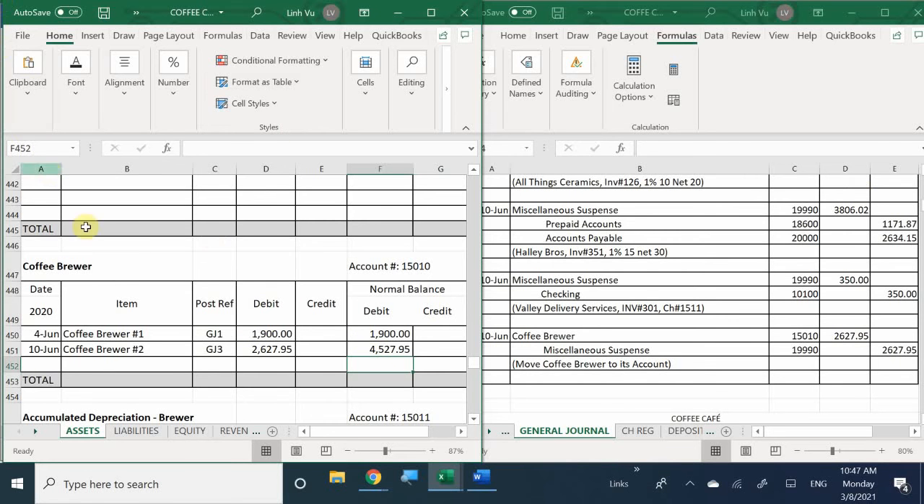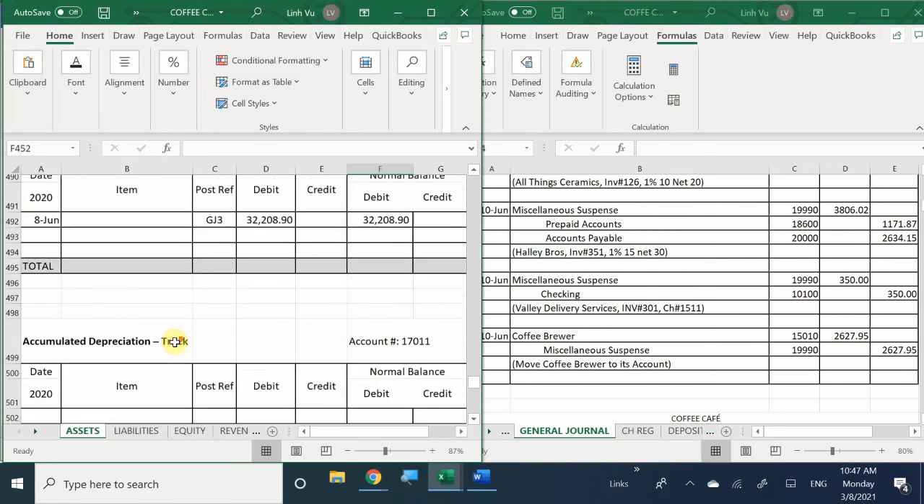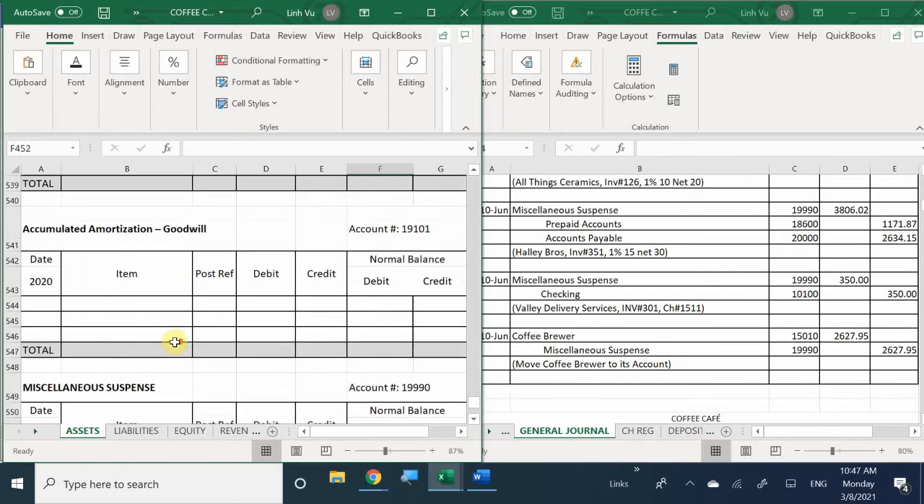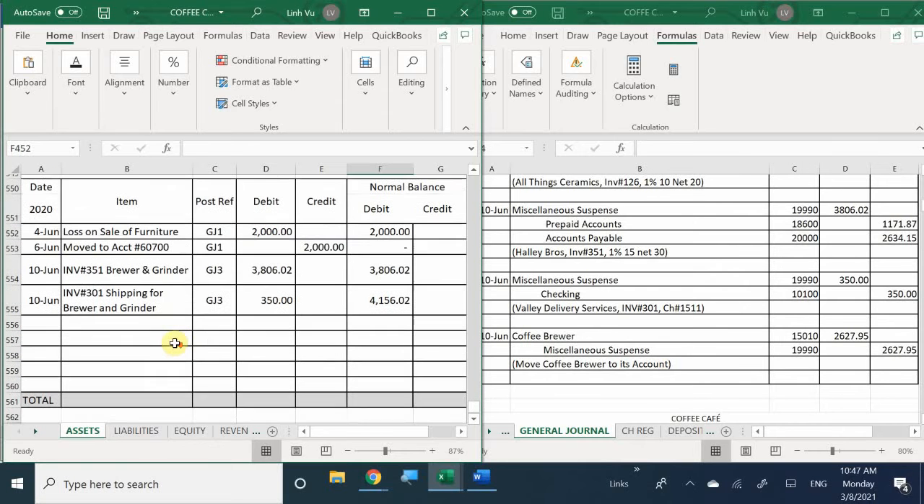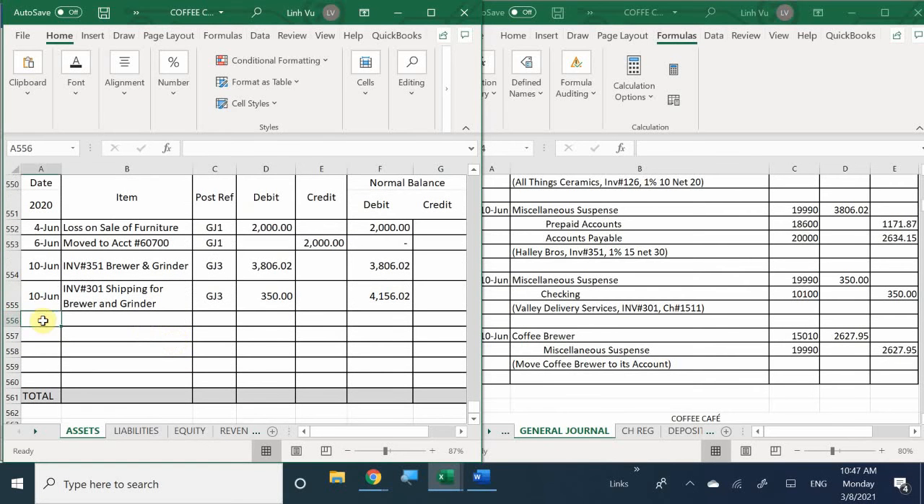All right. And then I'm going to go ahead and go back down here to miscellaneous expense, and I'm going to take that coffee brewer out. So in this case, I'm going to go ahead and write 610, and I'm going to write remove coffee brewer. All right, you can even write brewer number 2. Okay. General journal number 3.